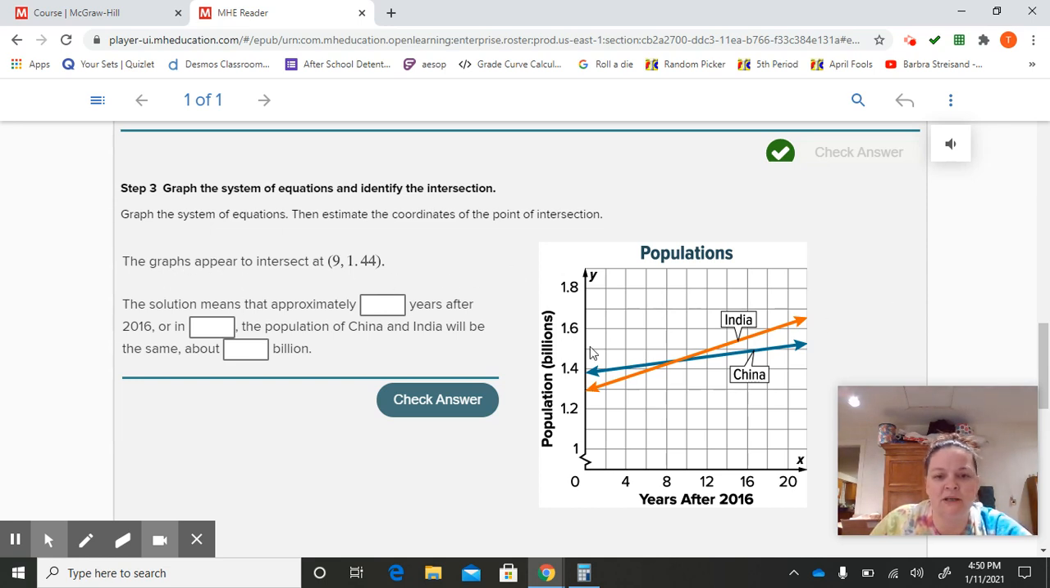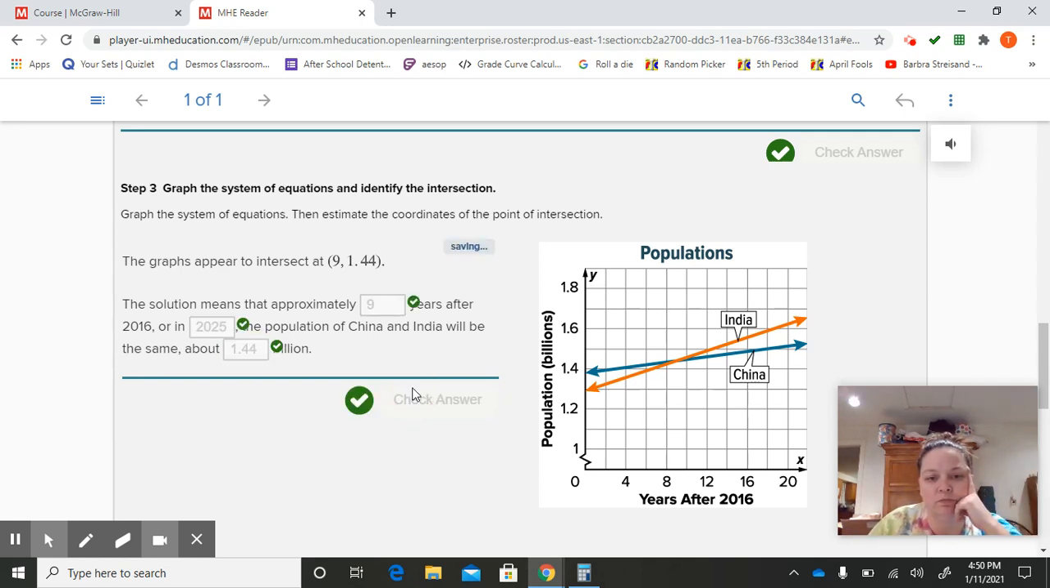The graph appears to intersect at 1.44. So this means that approximately 9 years after 2016, or in the year 2025, the population of China and India will be the same at about 1.44 billion.